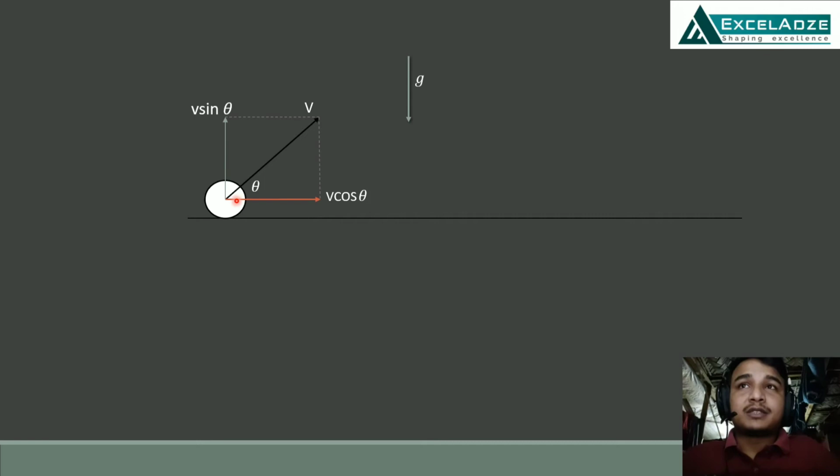What will happen? Since the vertical velocity is in the upward direction and the gravitational force is in the downward direction, the vertical component of the velocity will decrease. Okay, after some point the velocity will be 0, and when it is 0 it will fall back. Let's take a deep insight into this concept.